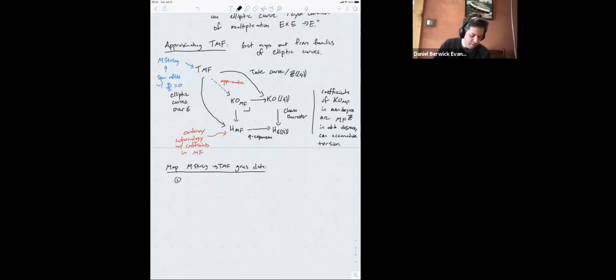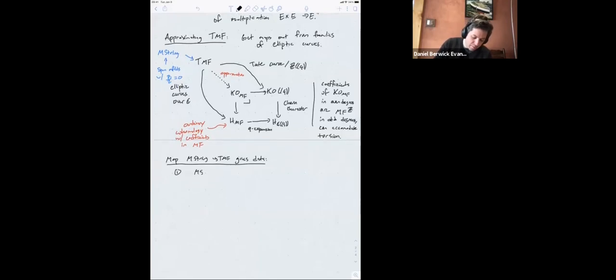So the first piece of data is a map from M string to KO, power series in Q. And this factors through a spin orientation of KO with power series in Q. This was written down by Witten in his seminal paper on the subject, and he calls this orientation the Dirac operator on a loop space.